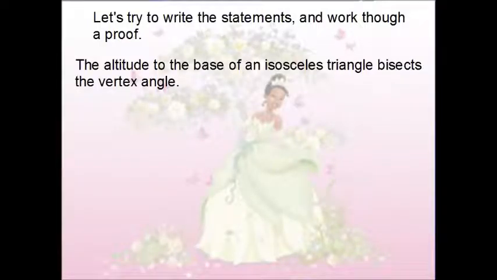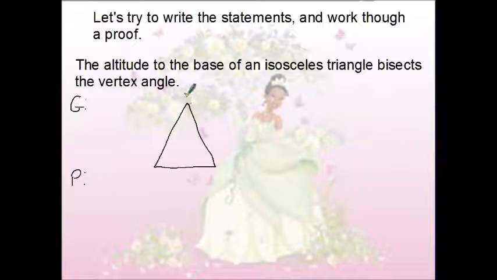Okay, so let's try and write the statements and work through the proof. So here's what we have. The altitude to the base of an isosceles triangle bisects the vertex angle. So here's what we have. We're going to need to write down what our givens are, what we're trying to prove, and draw out a picture. Well, the one thing that I do know is that I'm definitely going to have a triangle. That triangle is going to be isosceles, so me personally, I'm going to call those corners I, S, and O.